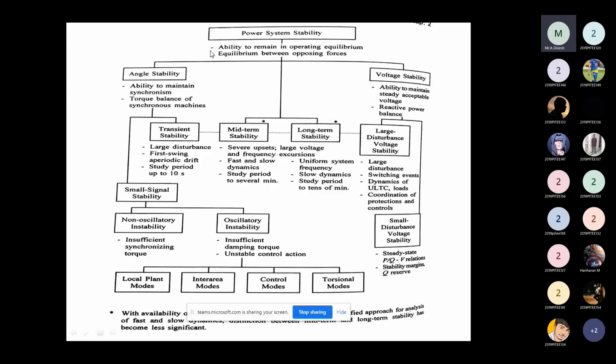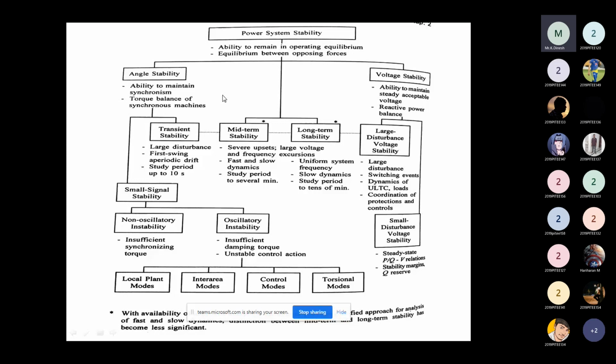So in yesterday's class, we came across the definition: ability to remain in operating equilibrium. Our system is able to remain in its operating equilibrium. Equilibrium between the two opposing forces. So these two things happen in your power system stability. So based on the definition, we may classify as angle stability and voltage stability.